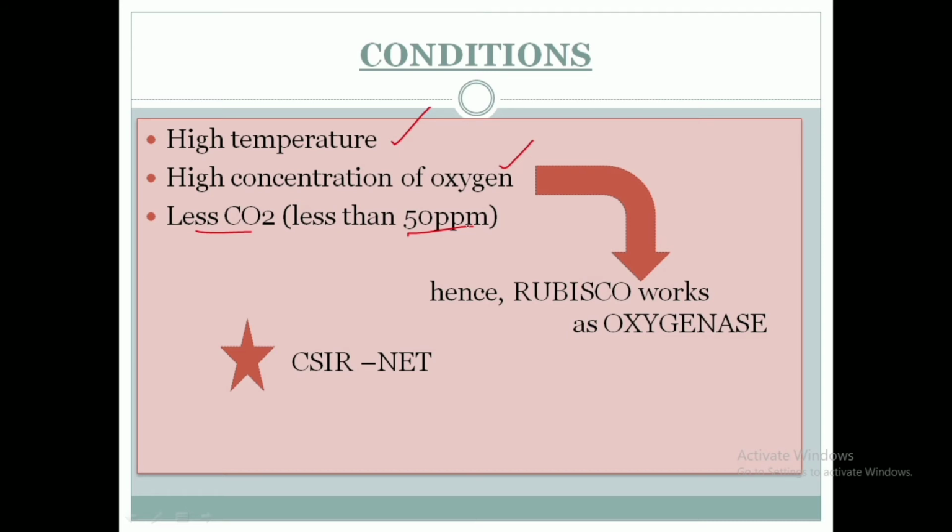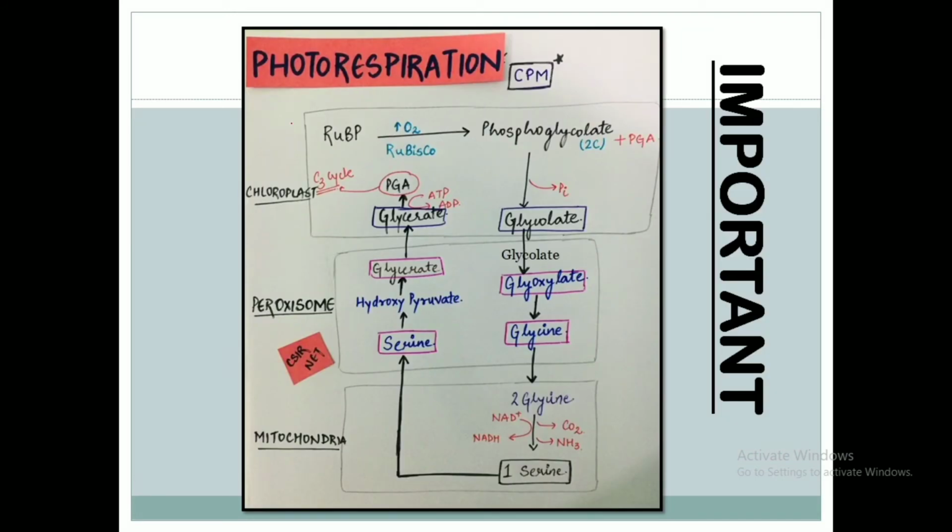The point to remember here is that there is a high concentration of oxygen, which leads Rubisco to work as an oxygenase. These conditions are also very important from the CSIR NET point of view, as one question has already been asked previously in the paper. So this is the complete process of photorespiration.